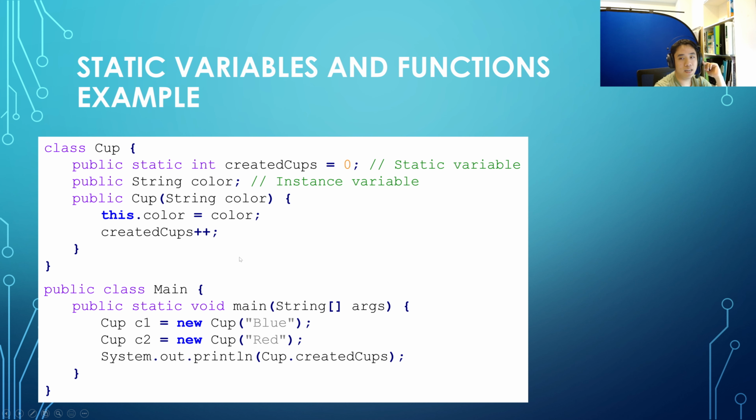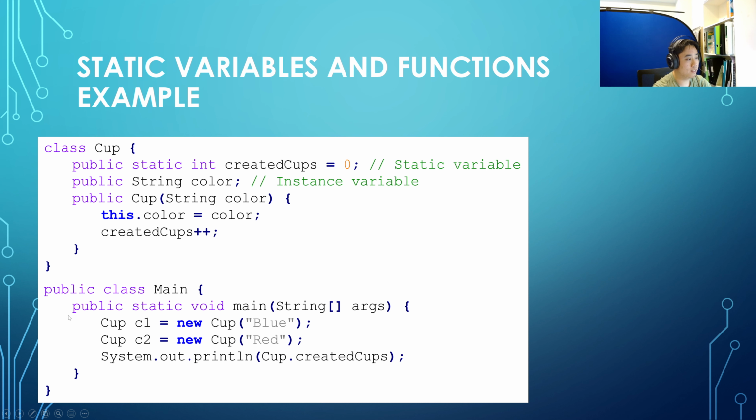I also have a constructor that initializes my color. Inside the constructor, I add 1 to created cups to signal that I just created a cup and I would like to add that to my statistics. So let's go to the main class. That should be in another file, but that's okay.